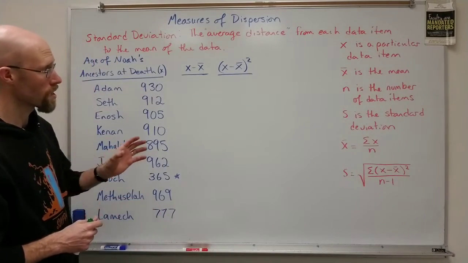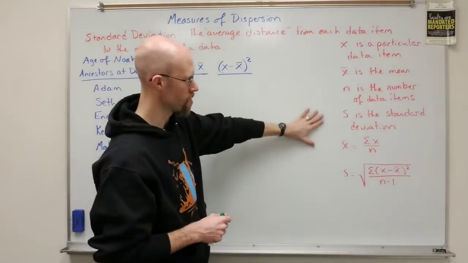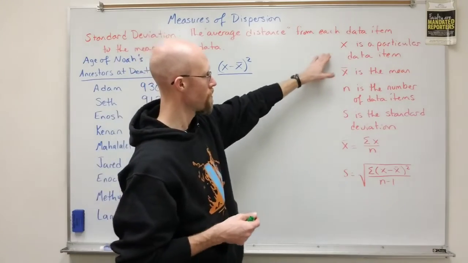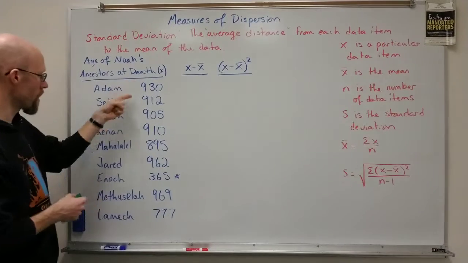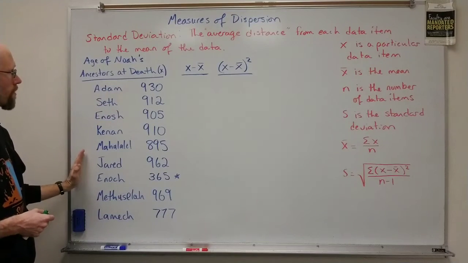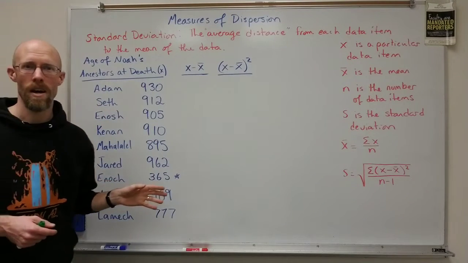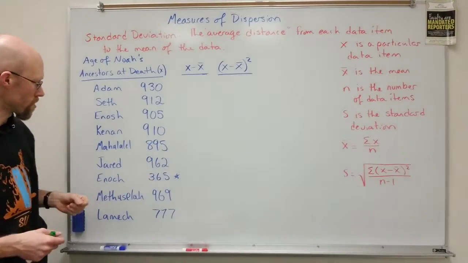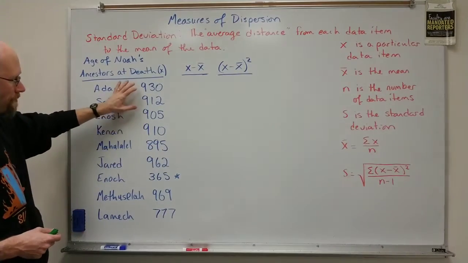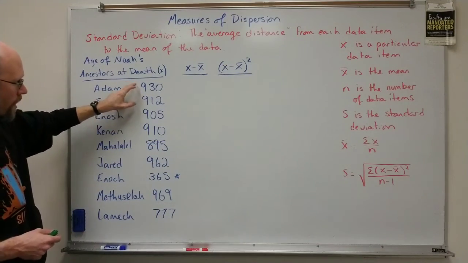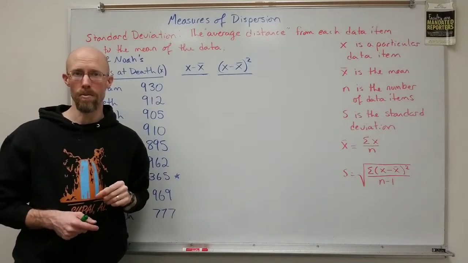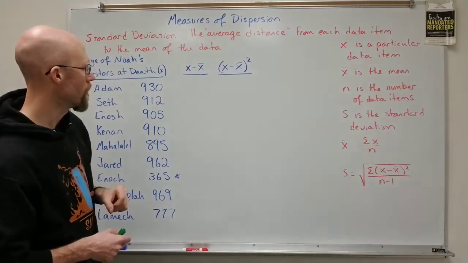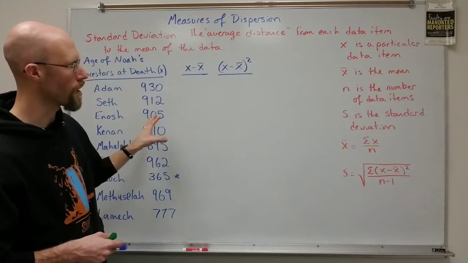So the idea here, I've got some definitions of variables. X is a particular data item. So each of the values, I'm going to go ahead and use the age of Noah's ancestors as my example here, just so I have these numbers, I already have them up. So each of these values would be considered an X. It's a data item or data value, okay?